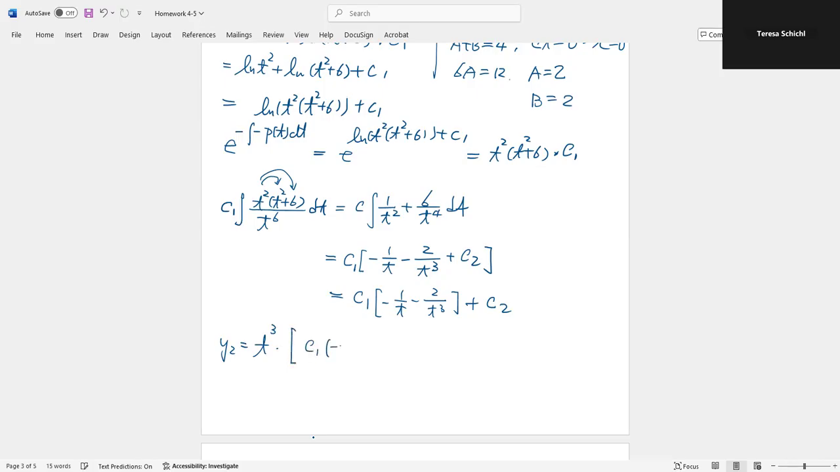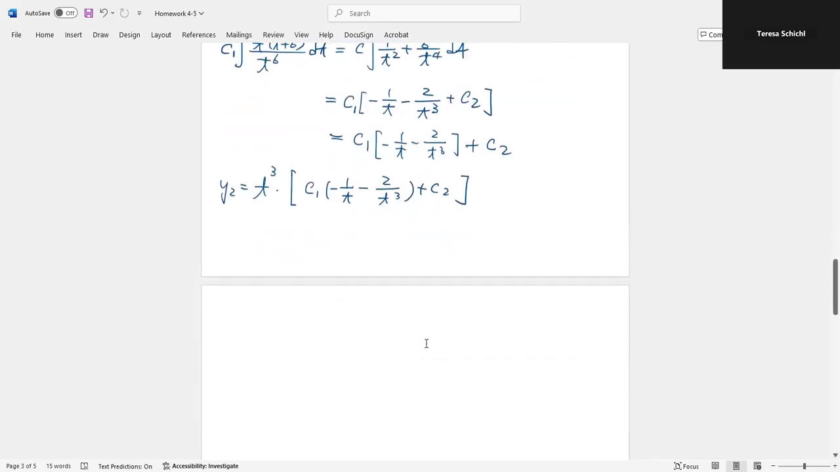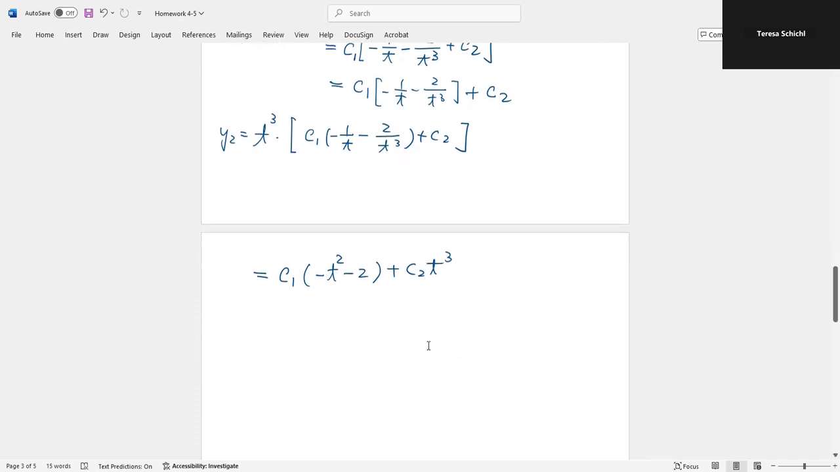So it's C1 negative 1 over T minus 2 T cube plus C2 here. All right. Okay, now let me do a little bit of simplification here. C1 T cube times 1 over T, so what is this one would be negative T squared. Then T cube over T cube is cancelled with minus 2. All right. Then you have the C2, so this is C2 T cube. Good. Okay, so now I need to put my initial condition.